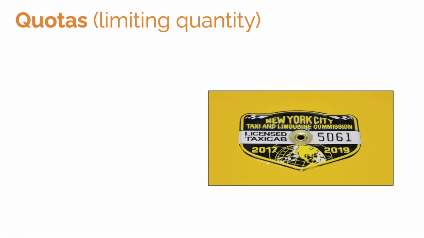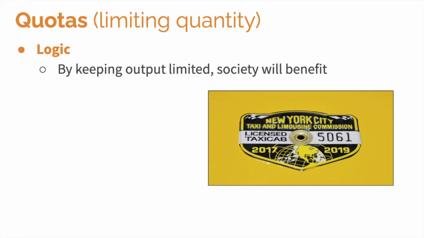A quota is simply limiting or controlling quantity in some way. By keeping output limited, for example, the government feels that society will benefit in some way. One example of this is taxi medallions. The government, in many cases, and many municipalities, and to different degrees, only offers a certain number of licenses or permits, or in this case, we call them medallions, to taxi drivers. They don't want there to be a million taxis on the road, and you want to be able to regulate the taxis that are on the road.